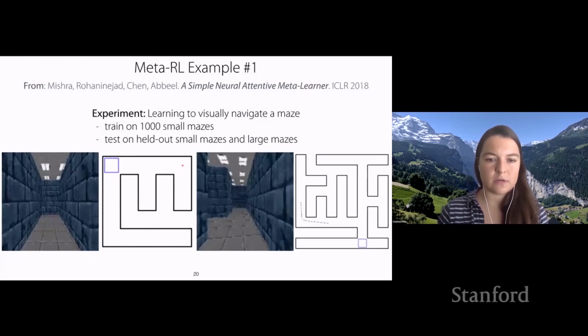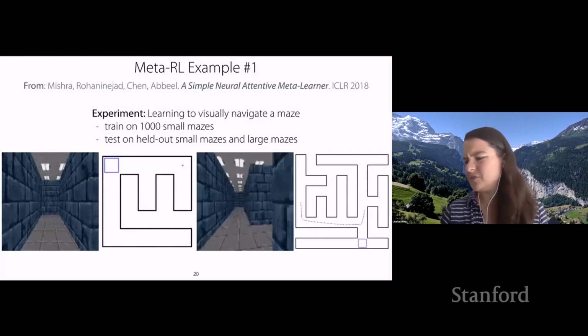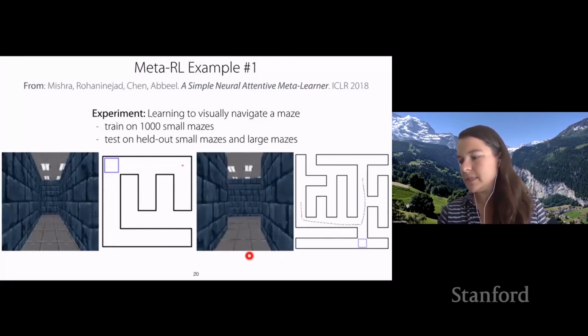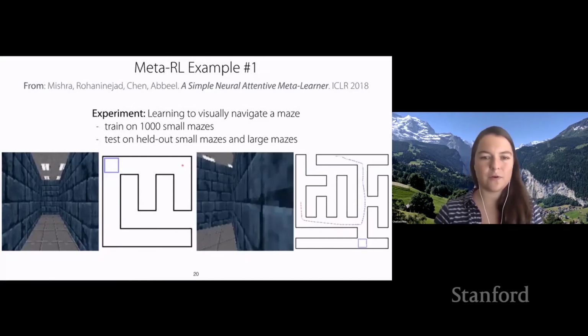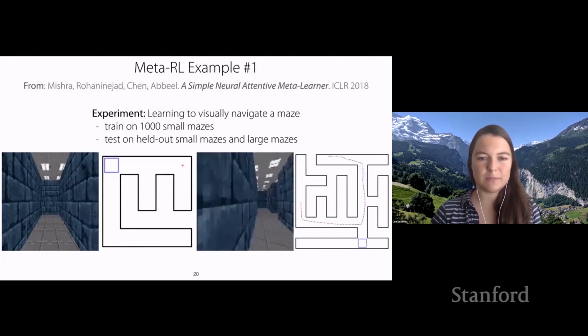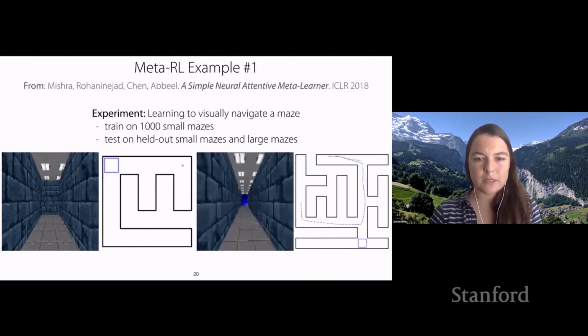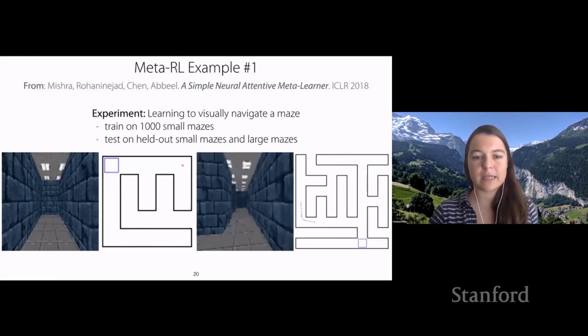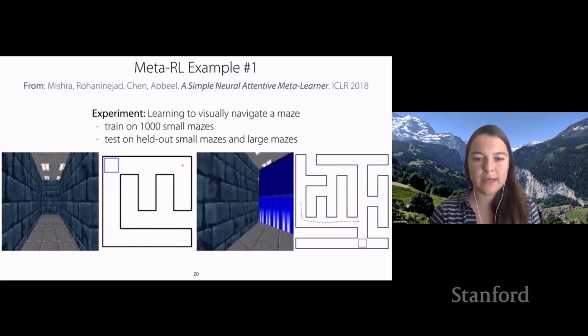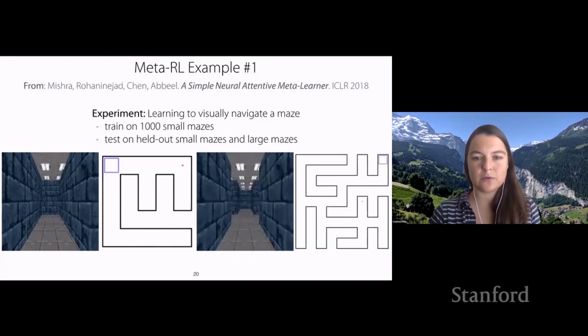Here's another example in a larger maze. And to clarify, the policy only gets this first person viewpoint as input, not the right, but the right is useful for visualization purposes. Here's the first episode at meta test time, where it's exploring. And then after that exploration episode, it's able to go directly to the goal.